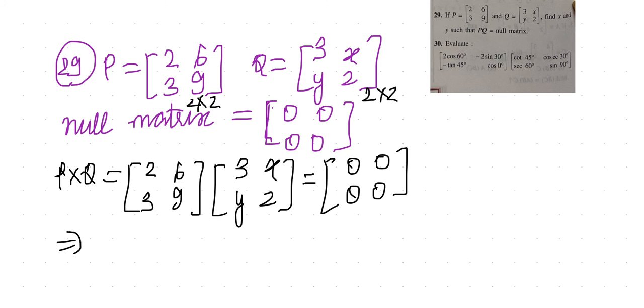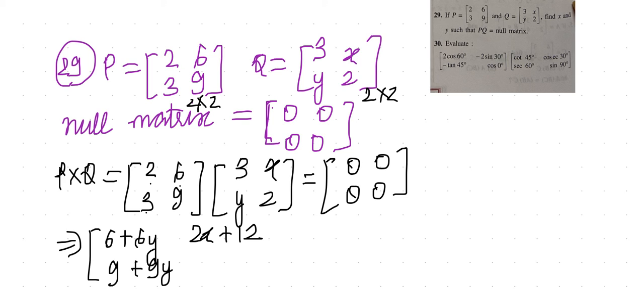Write down, upon multiplication how much will you get, children? 2 into 3 is 6, so 6 plus 6y, and then 2 into x is 2x plus 6 into 2 is 12, so 2x plus 12. Here you get 3 into 3, which is 9, so 3 plus 9y, not 9 plus 9y, children. And then 3x plus 18, not 9x, sorry, children, is equal to 0 0 0 0.